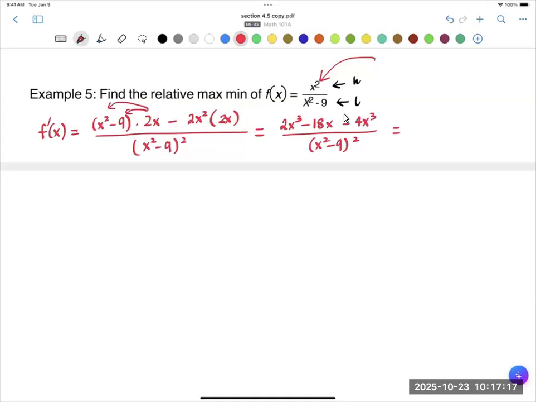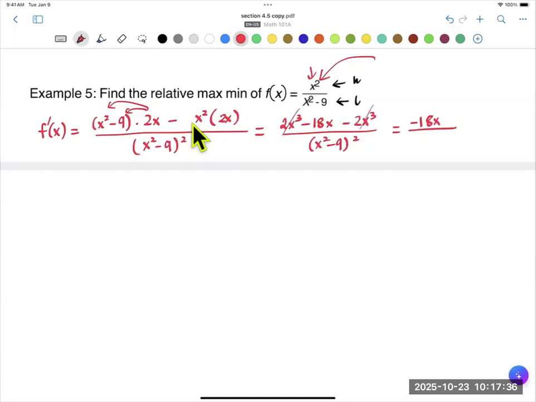When we simplify, I think I have an extra 2 right here. So the high should be just 2. So it's going to be x cubed, and this is going to be minus 2x cubed. That makes me feel weird. So negative 18x over, because this can cancel out, right? Negative 18x over x squared minus 9 squared.